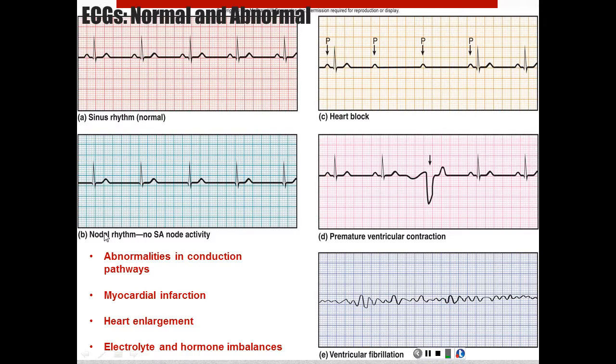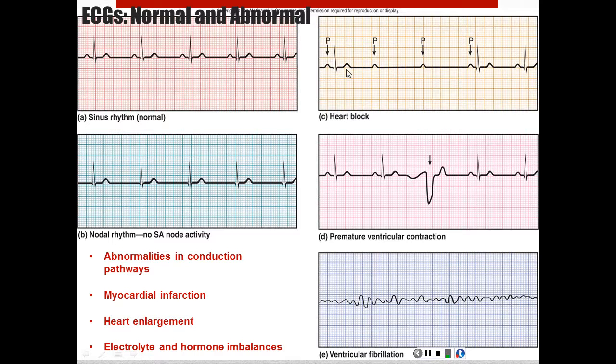Okay. Then we have our nodal rhythm, but there's no SA node activity, so there won't be a P. We have our heart block, where you don't see a QRS. So remember we talked about heart blocks, where what did we say about heart blocks? If you don't remember, heart block is basically dealing with when the AV node is damaged. So signals from the atria fail to reach the ventricles. So that's why you don't have a QRS.